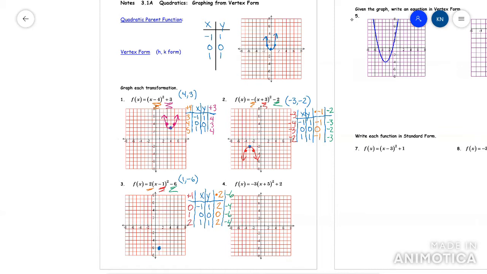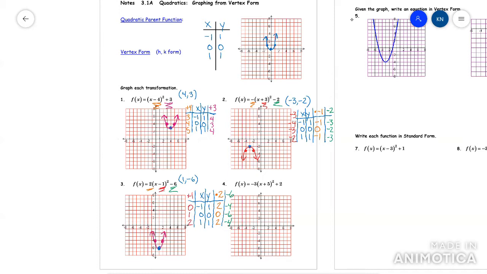All right, now I have the coordinates and I'm ready to graph this. So 0, -4. The middle one, 1, -6, like I just told you, that's your vertex. And then 2, -4. So it looks something like this.